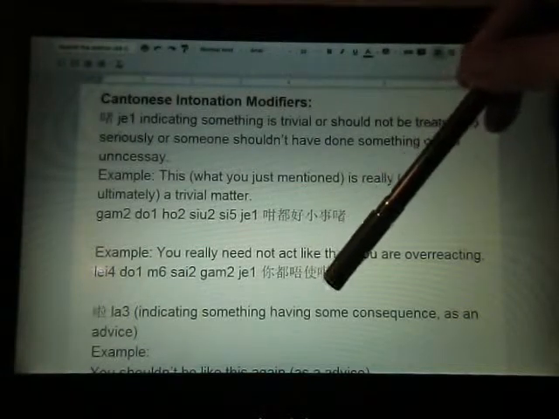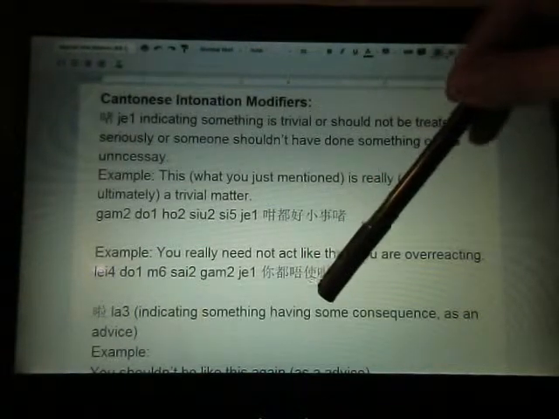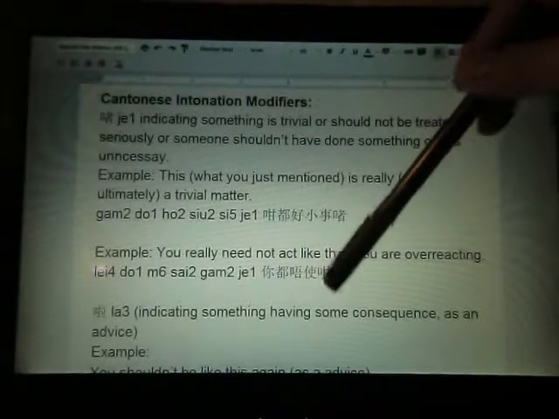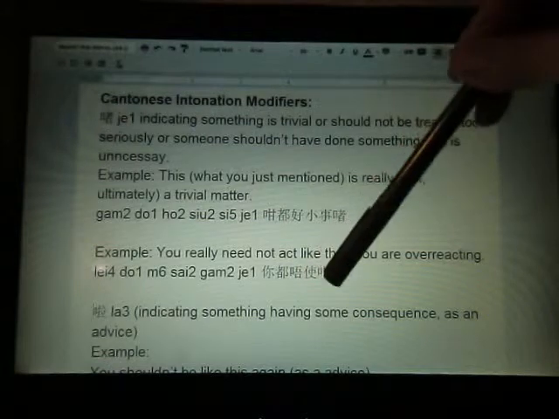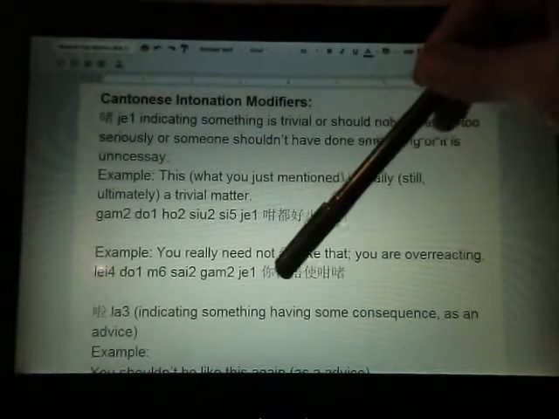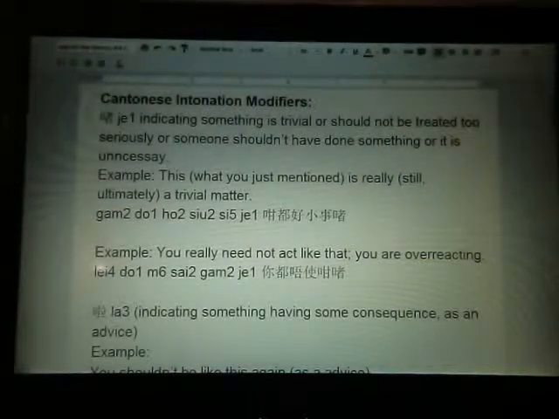Okay, 咁, so normally you would say some word before 咁. Okay, so for example 做咁 or 咁做. So here we can actually omit everything. We just say 咁. Like this. 你都唔使咁啫. It's not necessary for you to be like this.